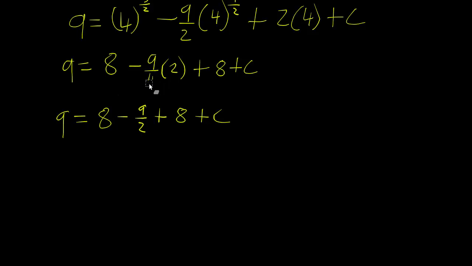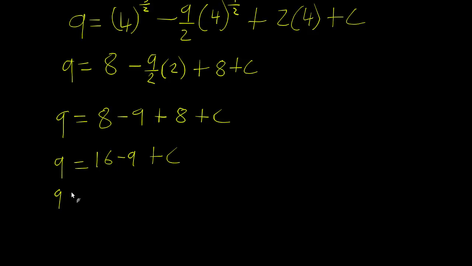Apologies, that should be a 2, which means when we expand it out we'll just get 9. There you go, even I make mistakes sometimes. There we go. So 8 plus 8 is 16. So we're going to have 16 minus 9 plus c.